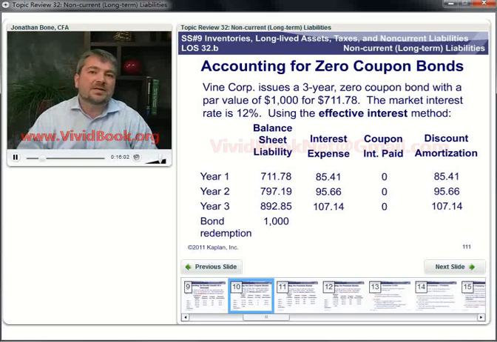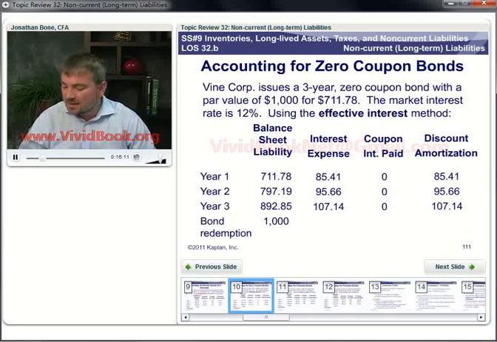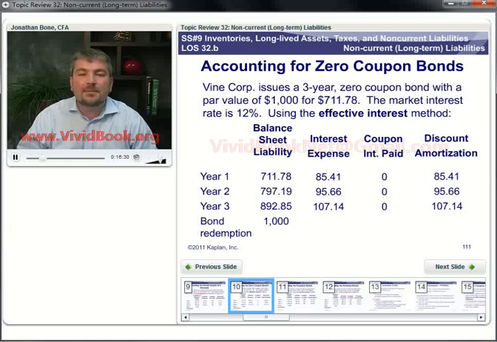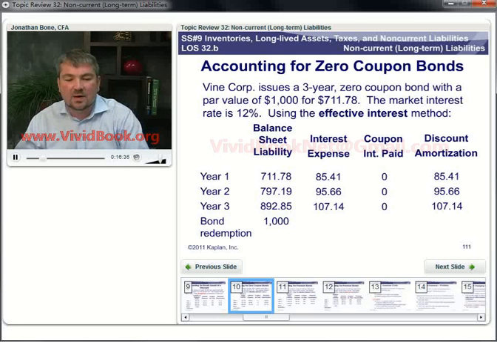Vine Corporation has issued a 3-year zero coupon bond here with a par value of $1,000 for 711.78. The market rate of interest when it was issued was 12%. So in other words, if we take our 1,000 minus what we issued it for, 711.78, actually there's a total discount of $288.22. And we're going to spread this over the life of the bond as if it was interest. Okay, so the bond is initially issued, up goes cash by 711.78, and we create our liability at 711.78.